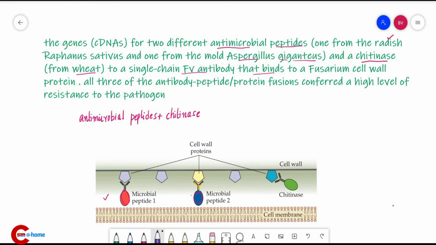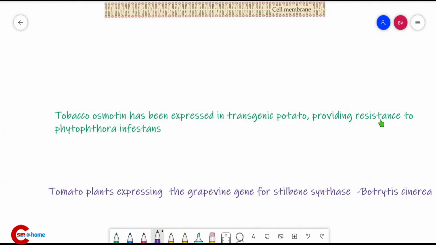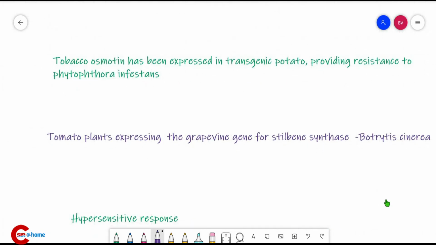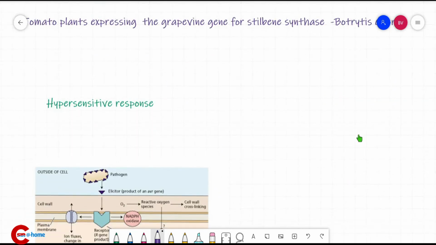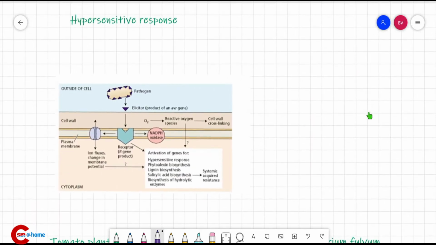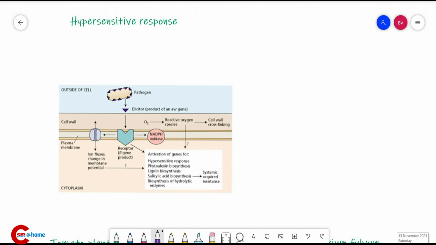Then tobacco osmotin has been expressed in transgenic potato, providing resistance against Phytophthora infestans. Then the tomato plant expressing the grapevine gene for stilbene synthase gives protection against Botrytis cinerea.